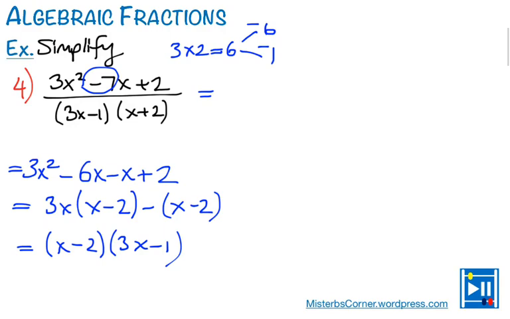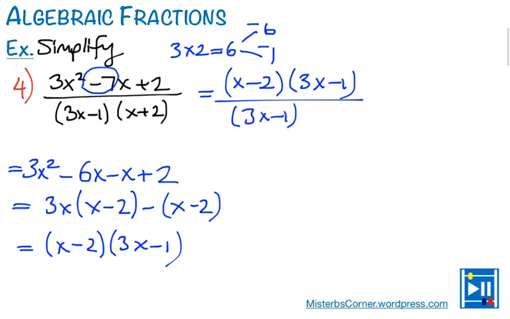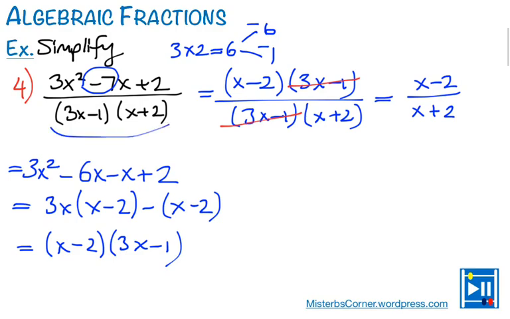So if I write this down, I'll have x minus 2 times 3x minus 1 at the top, and I will have 3x minus 1 times x plus 2 here, and obviously these factors will cancel each other out, and I'll end up with x minus 2 over x plus 2. So you may be given the factored form here, right? In that case, don't expand it, just leave it like this, and then factor the other one, and then just simplify.